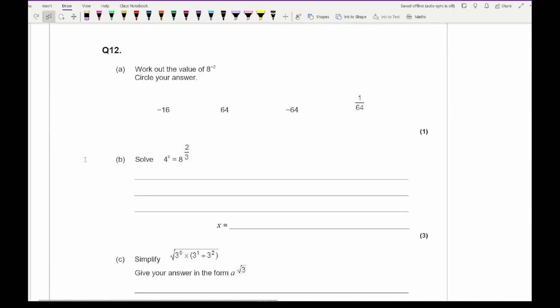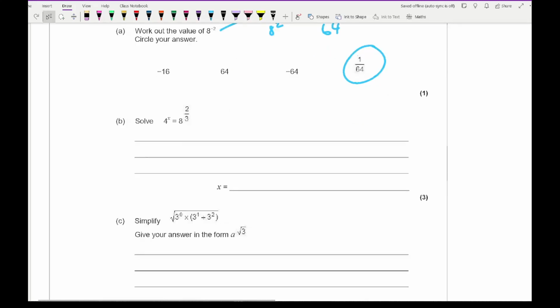Then moving on to question 12, it says work out the value of 8 to the power of minus 2. So again, this is 1 over 8 squared. So it's 1 over 64, which is our fourth option. Then looking at B, this is very similar to the previous question. What you want to notice is you want to have the base numbers the same, and you should notice that 4 and 8 can be rewritten as powers of 2. So this 4 to the power of x could be written as 2 squared to the power of x, and 8 can be written as 2 cubed, and that's to the power of 2 over 3.